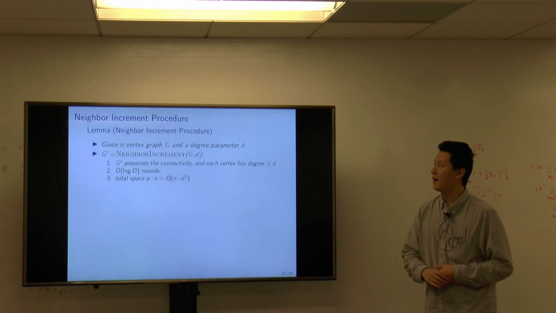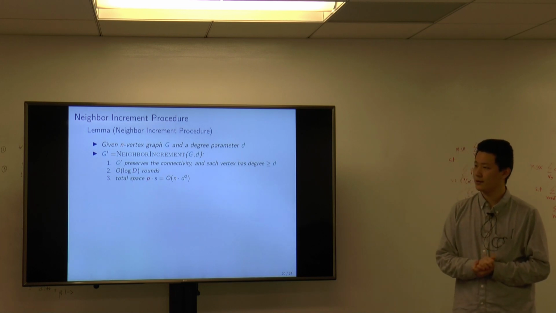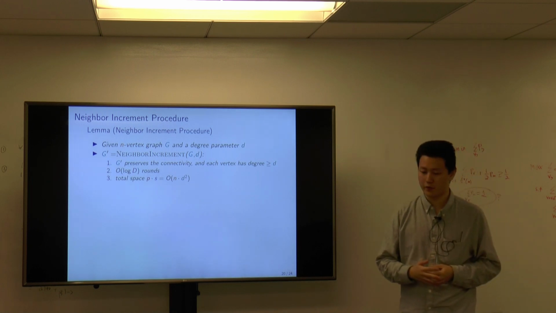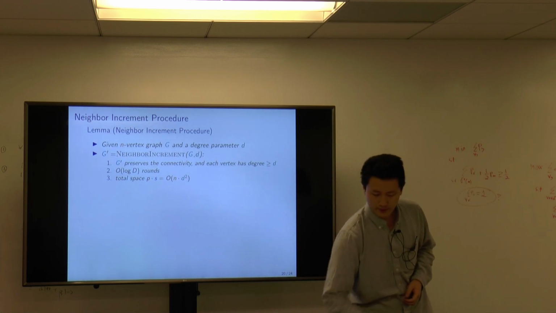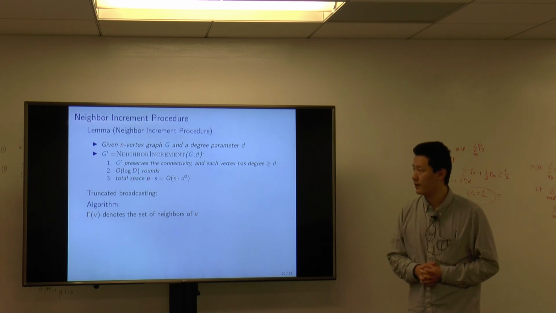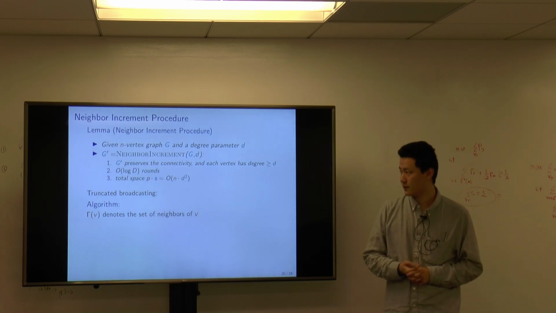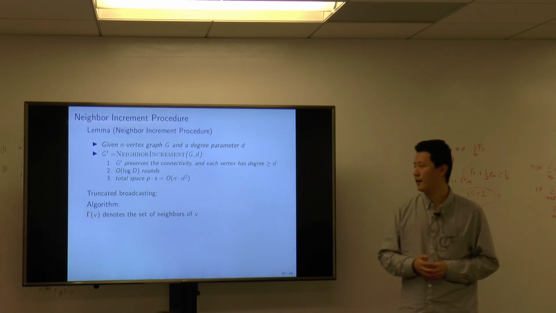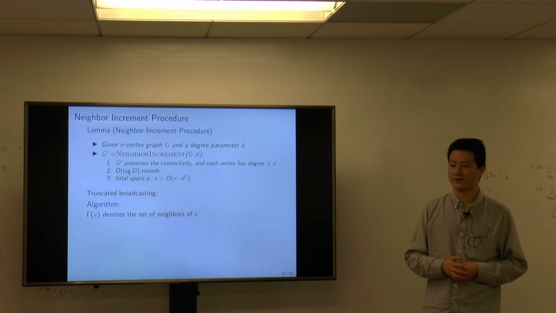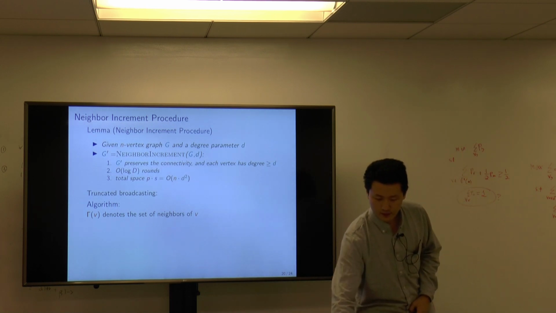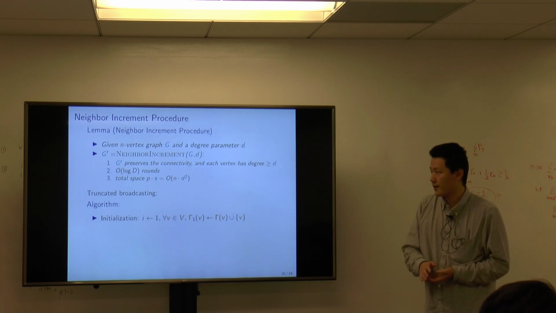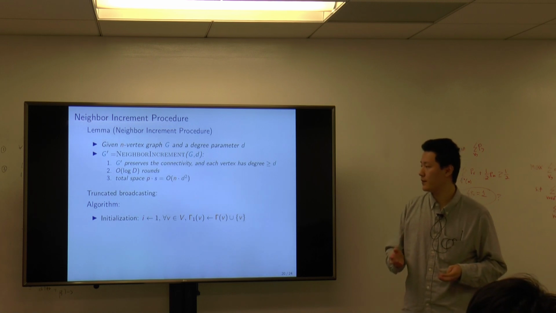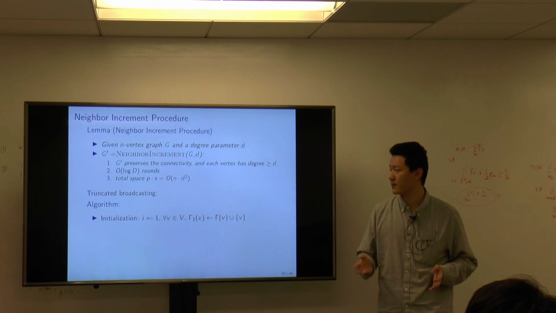Okay, so now let's go back to the neighbor increment procedure. How do we implement the neighbor increment procedure? We propose the following truncated broadcasting scheme. Before I talk about this procedure, for the notation, we use Gamma v to denote the neighbor set of vertex v. We initialize the neighbor set of v to be the original neighbors of v and v itself.